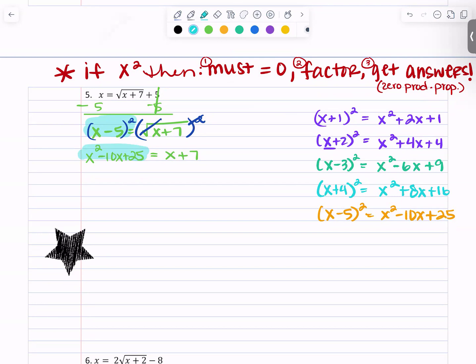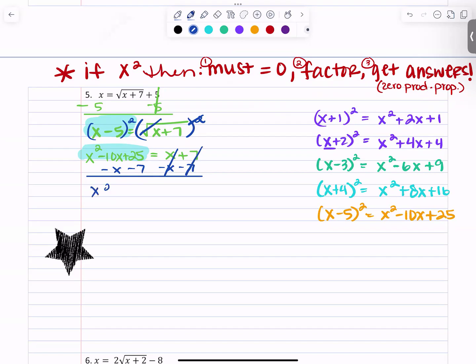So now, that being said, it must equal 0. So that was the first step, right? We solved the problem. Now we have an x squared. So we got to do the next step. The next step is set it equal to 0. So the x and the 7 have to come over here.